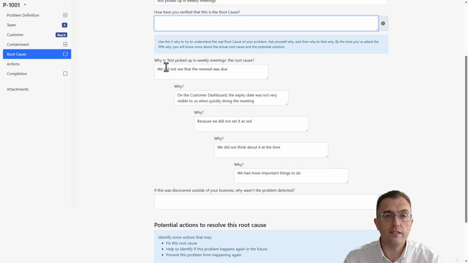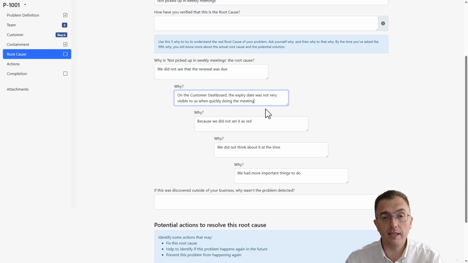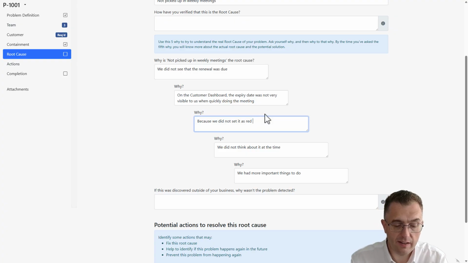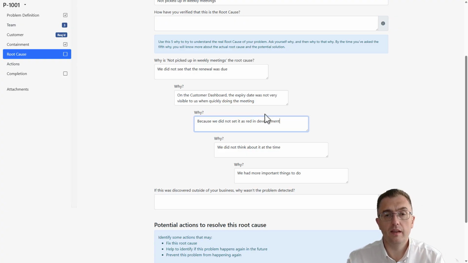So the next stage is the 5 why. So we say, why is it not picked up in weekly meetings? And it's because we didn't see that the renewal was due. Why? Because on the customer dashboard, the expiry date was not very visible to us when we was doing our meeting. But why? Because we didn't set it as red in development. Why? Because we just didn't think about it at the time.